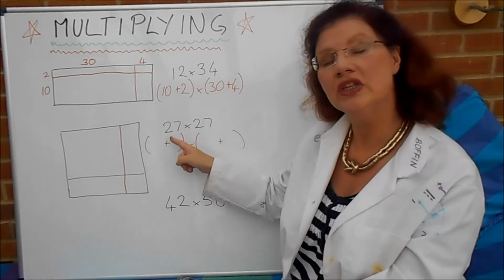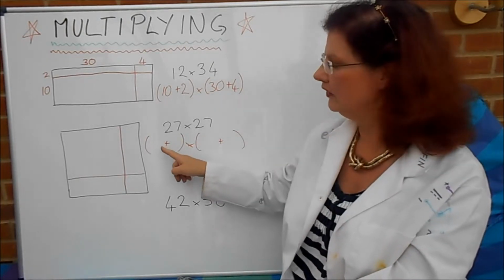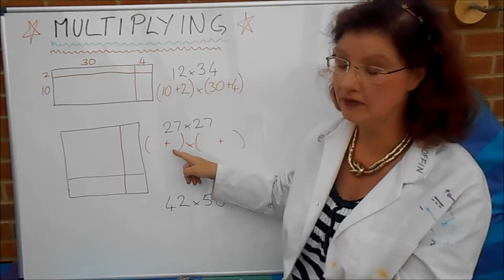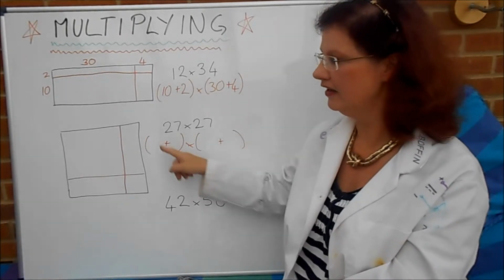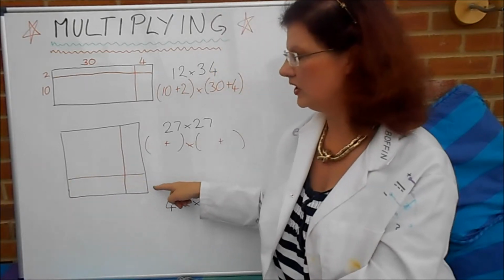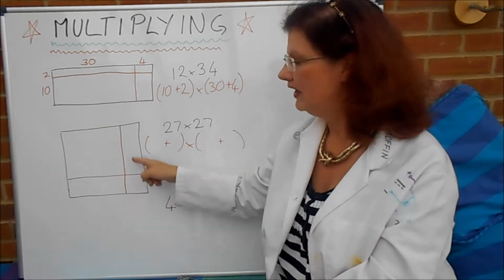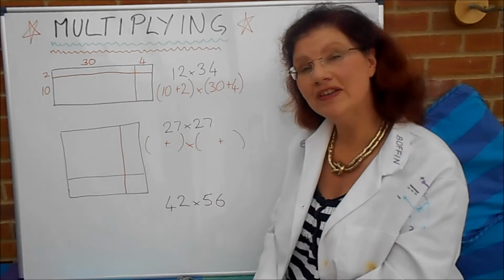For the second one, we're doing 27 times 27. So you need to fill in the partitioning. It's a 20 and a 7, pretty obviously. Same over here. Fill them in on your diagram. 20 on the long bits, 7 on the short bits. Fill in the 4 areas and get your answer.